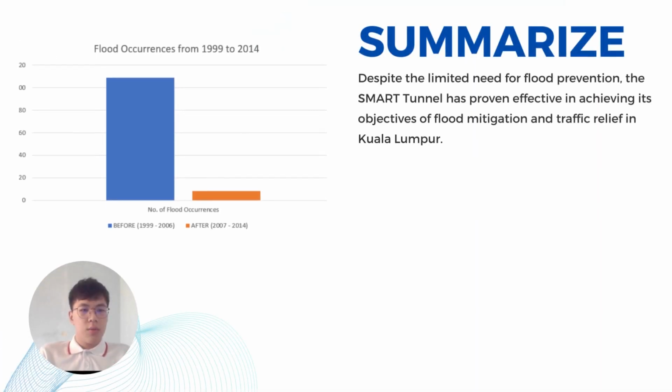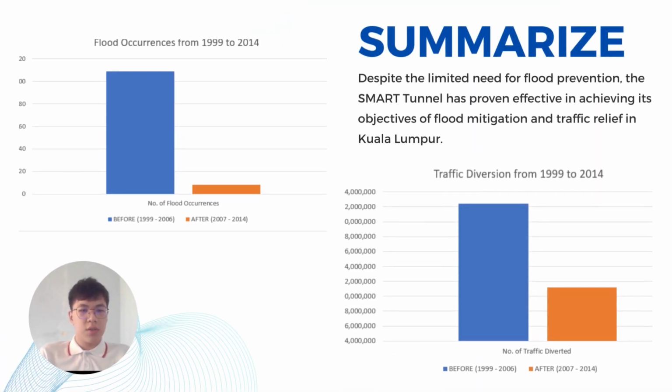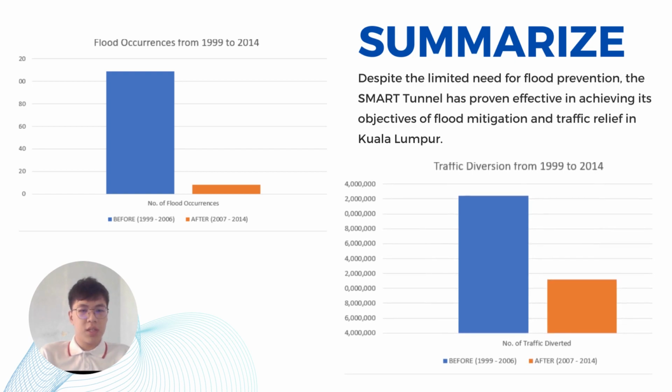Overall, while the smart tunnel used for flood prevention is relatively rare, due to the prevention of minor floods, it has demonstrated its effectiveness in preventing flood water and providing traffic relief in Kuala Lumpur. The considered implementation of maintenance tasks is crucial to uphold its functionality and ensure the protection of the target area.